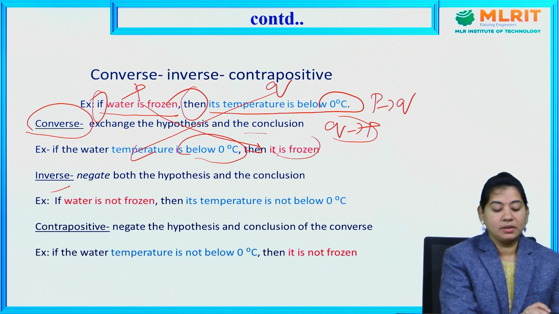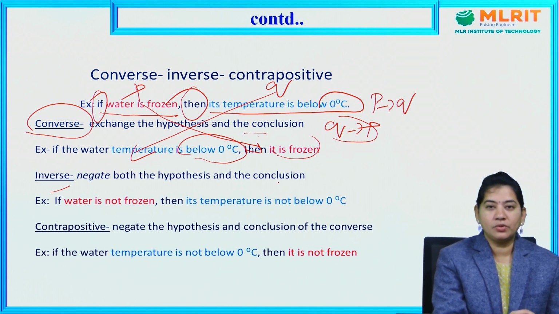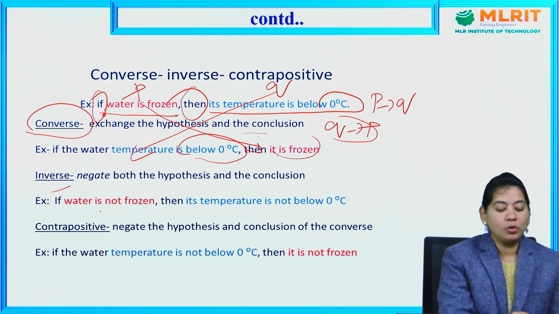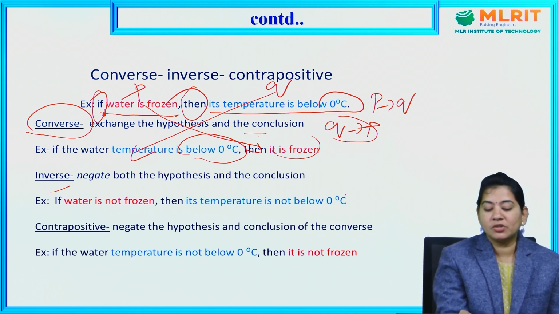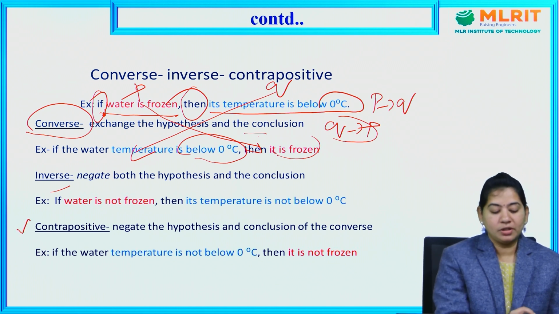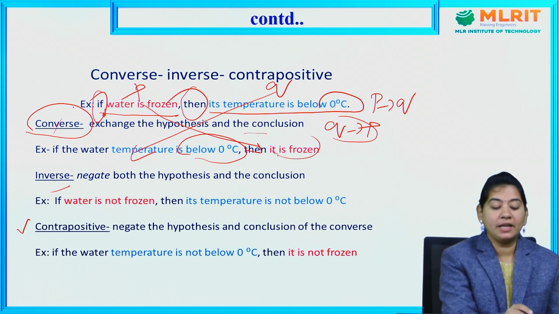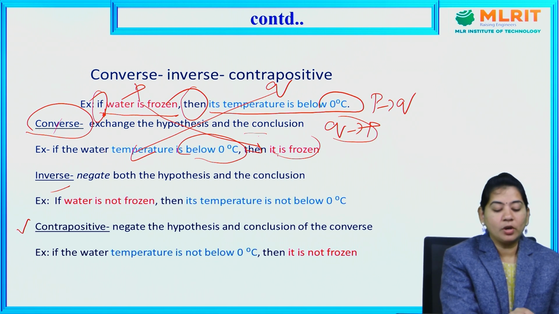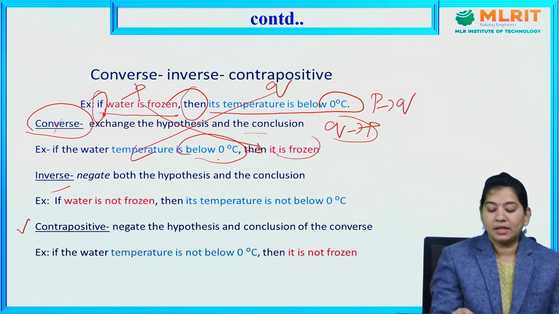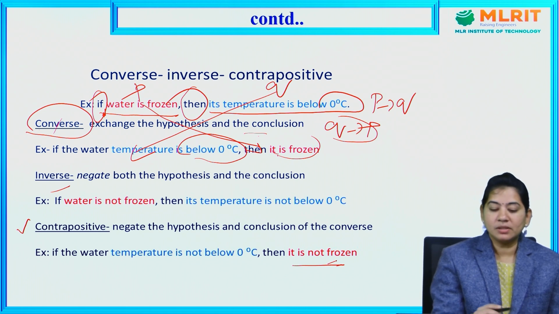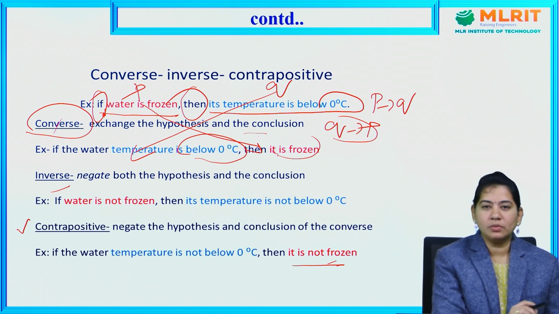Next, inverse: negating both hypothesis and conclusion. So here, we are just applying negation to the first statement. If the water is not frozen, then its temperature is not below 0 degrees centigrade. Next, the third one is contrapositive: negating both hypothesis and conclusion of the converse, which means applying negation to the converse. For the statement, we are writing not: if the water temperature is not below 0 degrees centigrade, then it is not frozen. So these are the converse, inverse and contrapositive word examples.